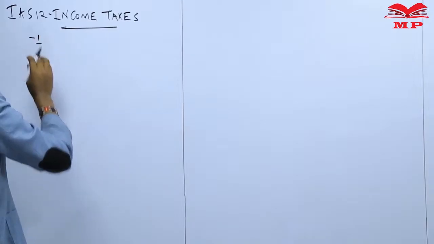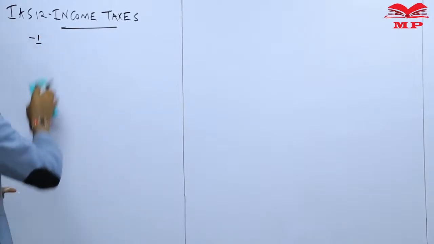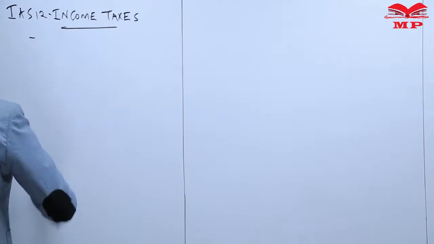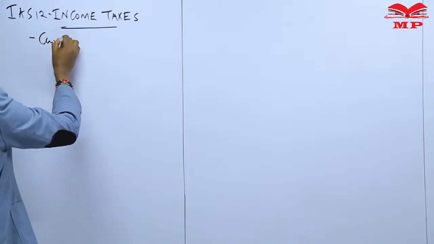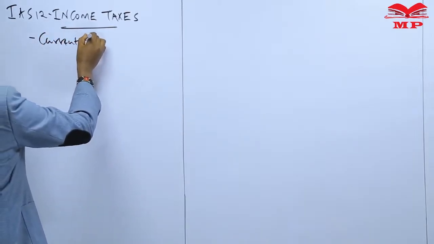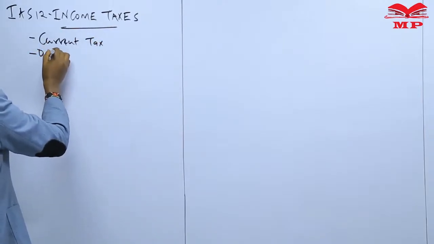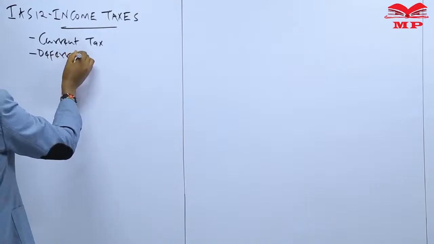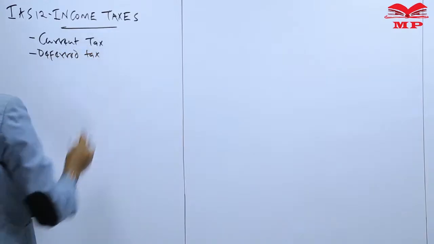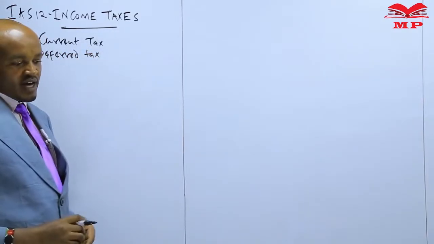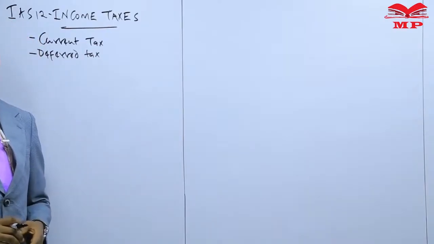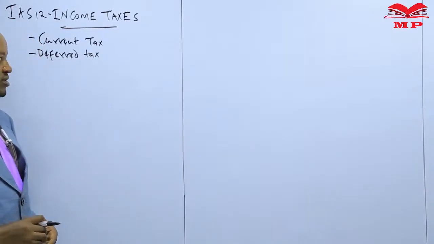One, we have what we refer to as the current tax, and number 2, we have what we refer to as the deferred tax. So those are the 2 types of taxes which we are going to look at, on how they are supposed to be accounted for by a reporting entity.